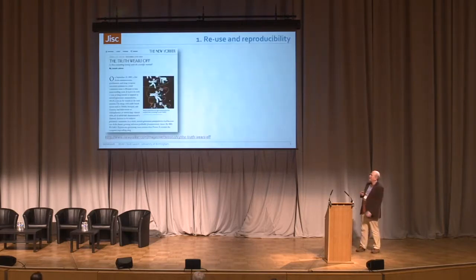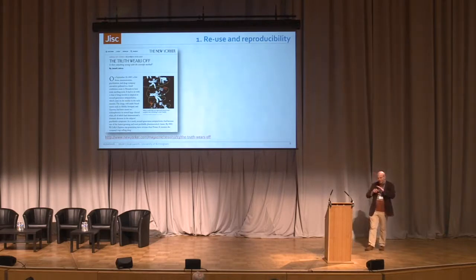Has anybody seen this article in The New Yorker before? This is a few years old now. This is the article that broke, in a public, mainstream sense, something that we could call the reproducibility crisis.